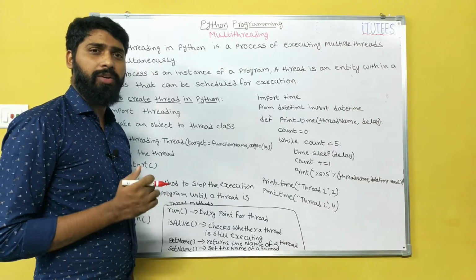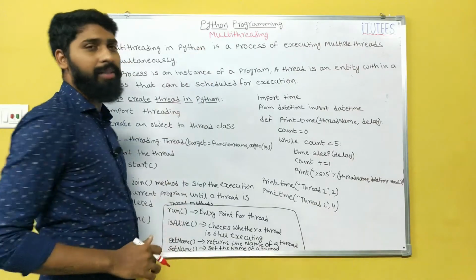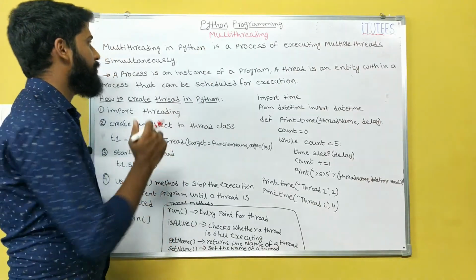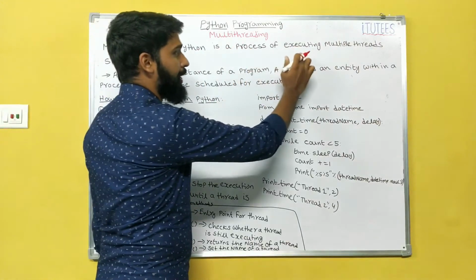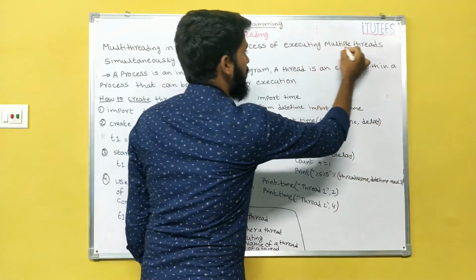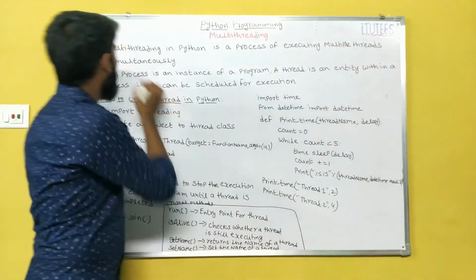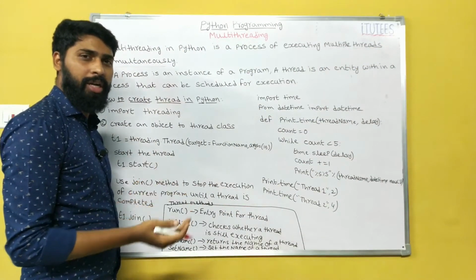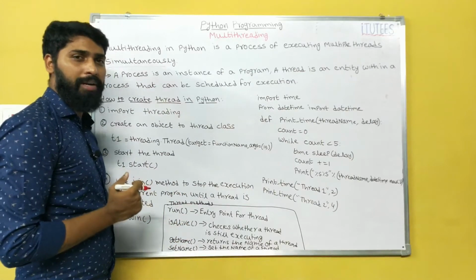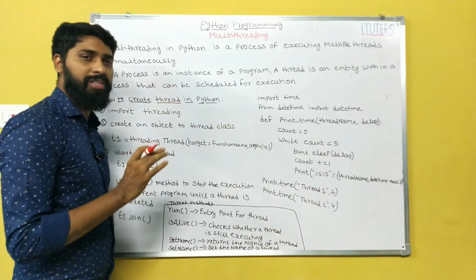In this class we are going to discuss multithreading in Python. So what is multithreading? Multithreading in Python is a process of executing multiple threads simultaneously. That means executing more than one thread concurrently is known as multithreading. Now we can see what is a thread.